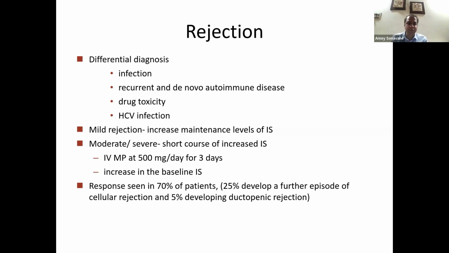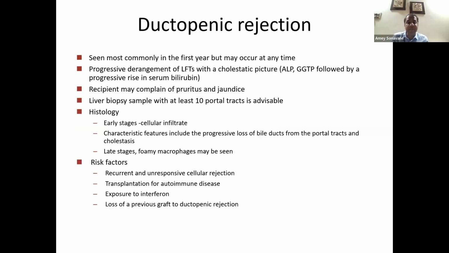And if they have a rejection episode post-transplantation, treating them with pulse corticosteroids in the dose of 500 milligrams per day for 3 days and increasing the baseline immunosuppression helps. 70% of them would respond, but eventually a group of these patients may again develop recurrent episodes of acute rejection, and sometimes 5% of them develop chronic rejection, which we call ductopenic rejection.